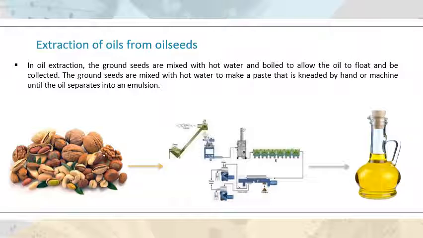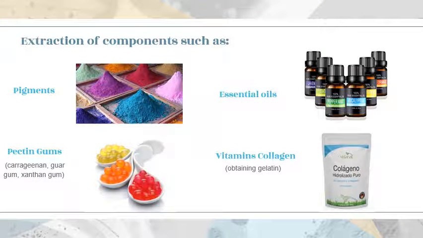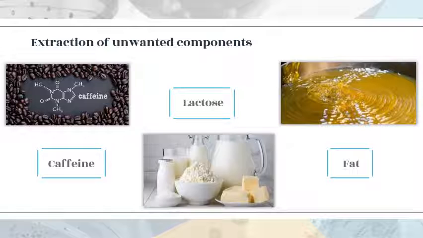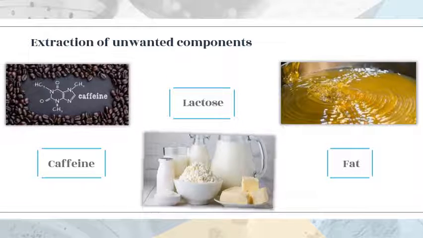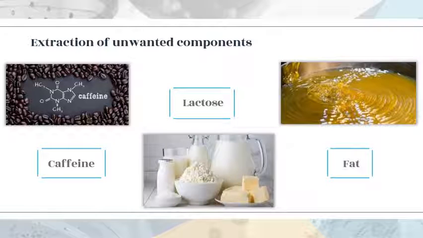There is currently a growing demand for high-value food components. Extraction systems include both the traditional techniques of percolation and immersion, and the new supercritical fluid extraction technologies. Extraction of components such as pigments, essential oils, pectin, gums, carrageenan, guar gum, xanthan gum, vitamins, collagen, and gelatin. Extraction of wanted components: caffeine, lactose, fat. In order to obtain all these, we must take into account factors such as the type of solvent, temperature, and particle size.